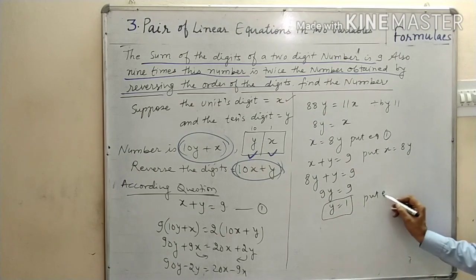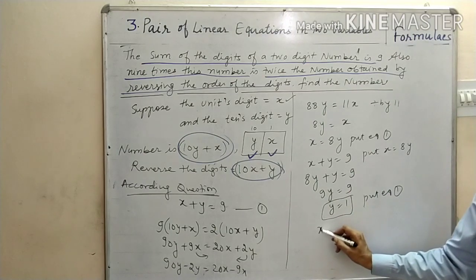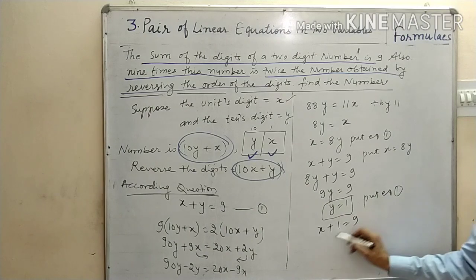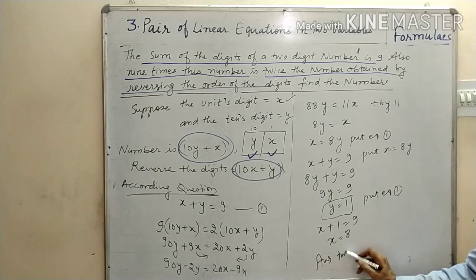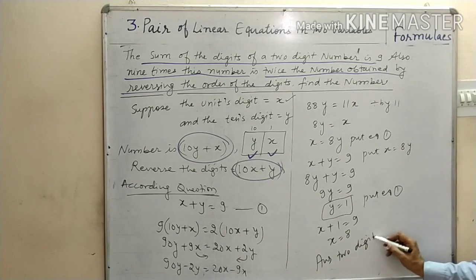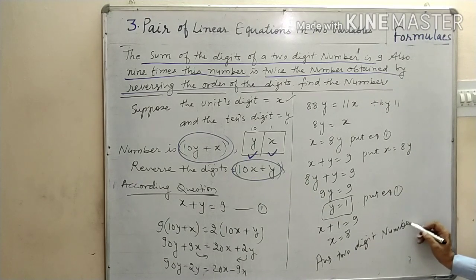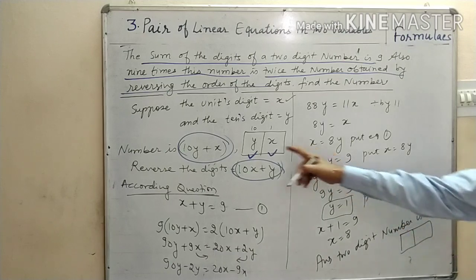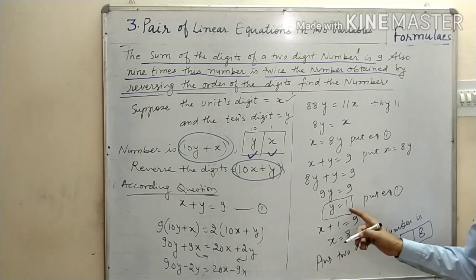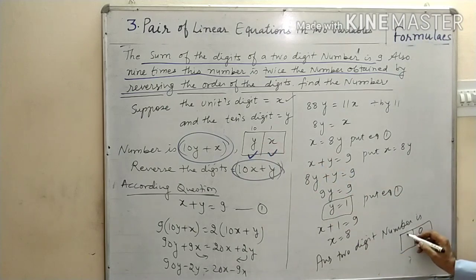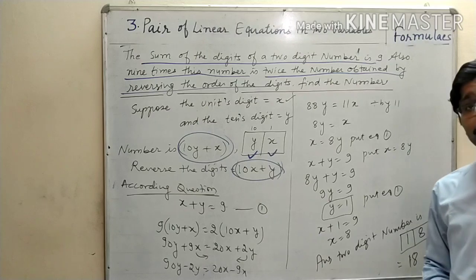You put in equation 1 again. You get x plus 1 equal to 9. So you get x equal to 8. So what is the answer? The 2-digit number: in the place of x we have 8 and in the place of y we have 1. So this number is 18. You get the answer 18. Hope you understand this.